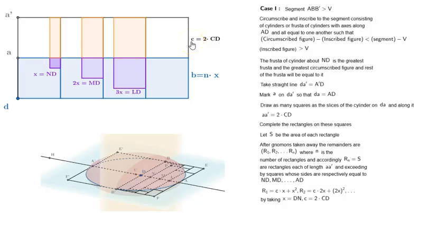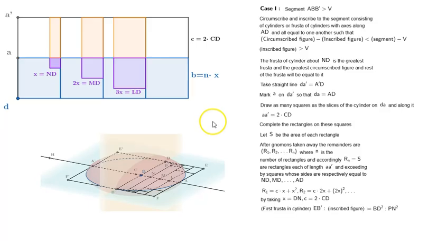We are marking it as C. And X is equal to DN. So this would be C times X plus X square. This is C, this is X. So this rectangle is CX plus X square. R2 is equal to C times 2X plus 2X the whole square. Similarly, this is C times 3X plus 3X the whole square. And so on.